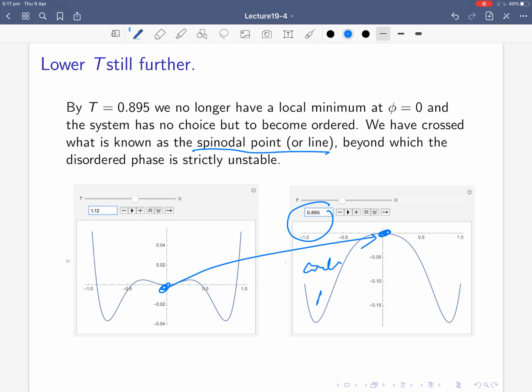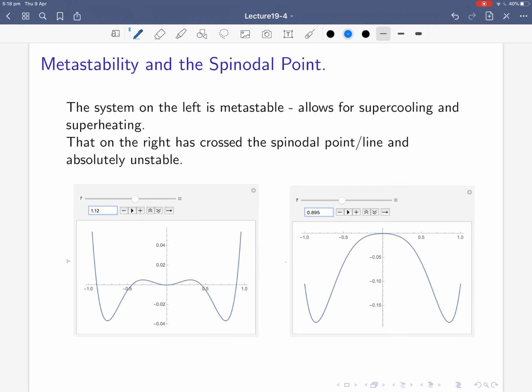And beyond this, this is what they call the disordered phase here, with phi of 0. This is ordered, and this is disorder. Below that, the disordered phase does not exist anymore. It has to be ordered. So in this case, at temperature 0.895, we have definitely gone from having a local minimum at the origin to no minimum at all at the origin.